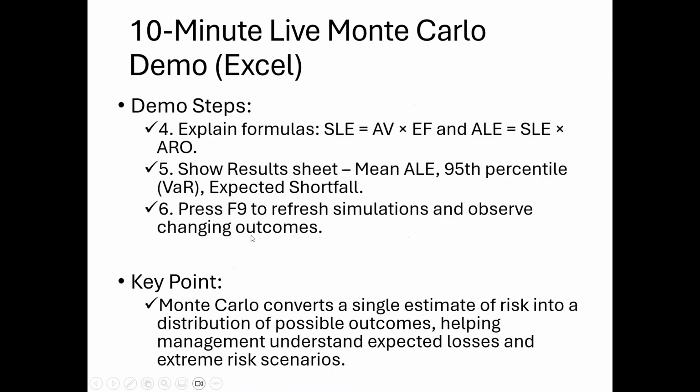Now, we're going to use the RAND formula in Excel. If you press it several times, each press of F9, I'm sorry, not RAND, but F9, will recalculate your random numbers. Okay, so what's a key point here? Monte Carlo converts a single estimate of risk into a distribution of possible outcomes. And it is hoped that it will help management understand expected losses. So with this in mind, we're going now to run our Monte Carlo simulation and interpret the results carefully, recognizing both the strengths and limitations of the model.